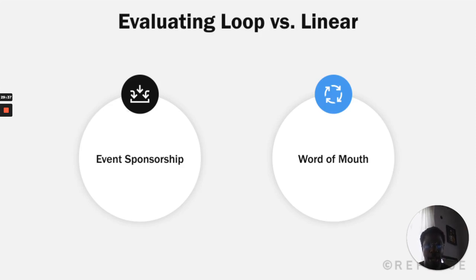A loop can be something like word of mouth. This person uses it, likes the particular product and tells another person. Event sponsorship, on the other hand, once the event is over, that's all. It's not a loop.